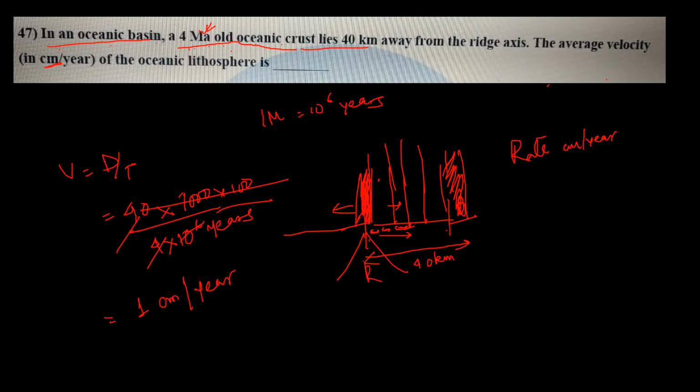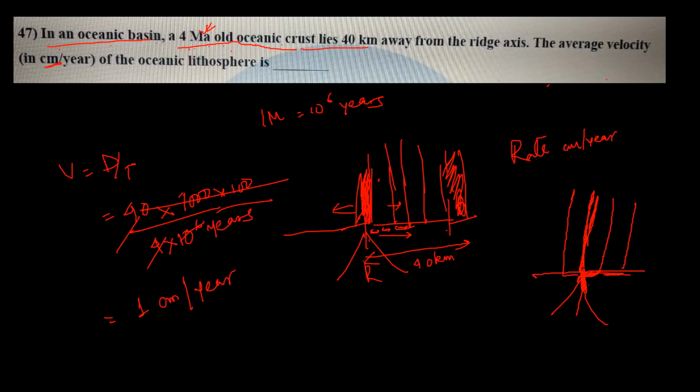This is another question. In an oceanic basin, a 4 million-year-old oceanic crust lies 40 km away from the ridge axis. The average velocity in centimeter per year of the oceanic lithosphere is. So again I am drawing this. This is the mid-oceanic ridge. When magma is getting out, this side will be one flank, this side will be another flank. Again, when a second set of magma comes, this will be moving. Each time magma erupts here, the old magma moves apart and gives space for the new magma.